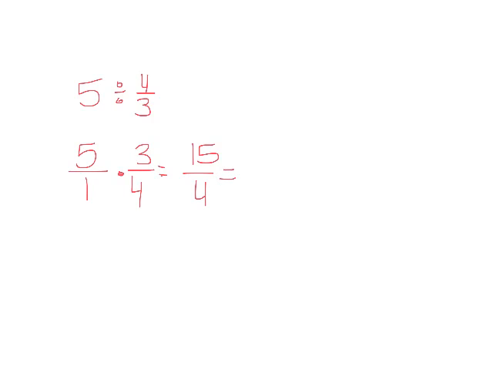So I'm going to get 5 divided by 4/3. This is going to be 5 over 1, because any whole number is always over 1. And I'm going to get times 3/4 after I flip it, and I'm going to get 15/4, and 4 will go into 15 3 times, and then I'm left over with 3/4.